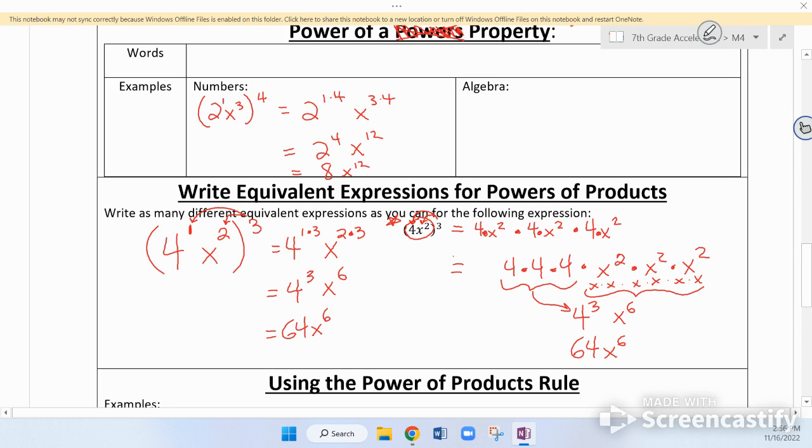All right. No, it's 16. What am I thinking? There we go. 16x to the 12th.